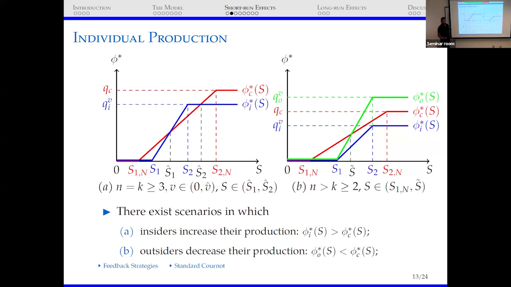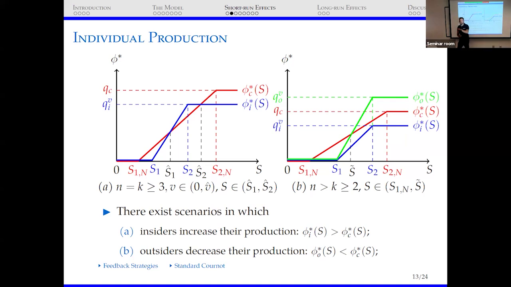So what we would like to look for now is this level, this S1 hat and this S2 hat, and see this part. When S2 is between these two, then we're going to have this case. The same thing happens here with the outsiders, where they decrease the production, and this is this part. We would also like to find this S tilde, which is between S1 and S2, that forces the slope to be this way, so we cross it only one time here, which means the outsiders will decrease their production.